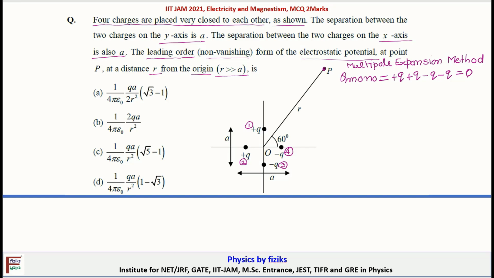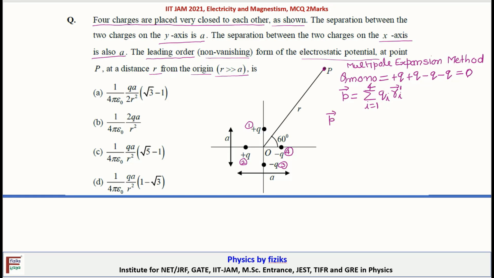Since the monopole moment is 0, we have to check for the dipole moment p, and that is given by the summation over Qi Ri dash. In general, this is the relation. Here i is 1 to 4, where Ri dash is the position vector of the source charge at the ith location.